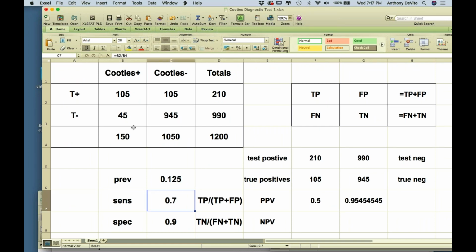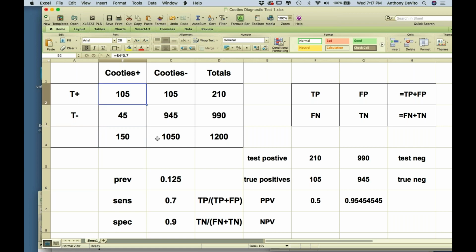How do I know that? I know that because of 150 people who have cooties. This is the total number of people that have cooties. This is the total number of people in this population that don't have cooties, and this is the total number of people overall, 1,200. Okay, so if I have a test that's 70% correct at identifying people who have cooties, in other words, sensitivity is 70%, then 70% of the time it will get it right for these 150 people. 70% of 150 is 105.